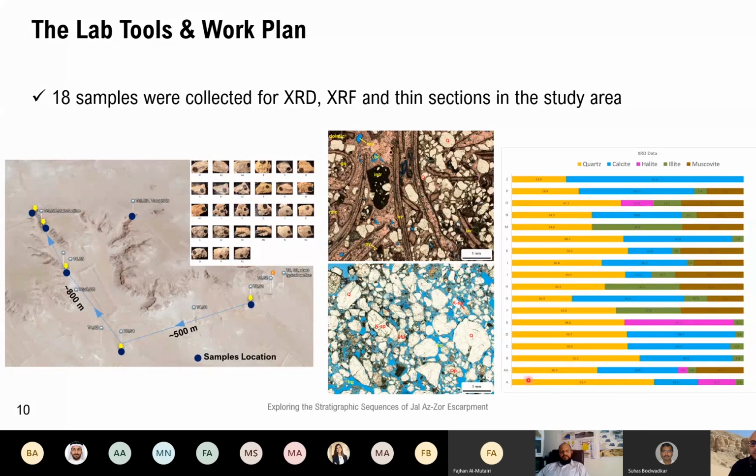To the right side, you see the XRD data. The XRD data is one of the powerful data that we can use to identify the mineralogy content of each rock sample. Because when you look at the samples in the field, sometimes they all look the same. But we will show you in the upcoming slides that two samples in the same location have two different mineralogy contents, but from outside they look like the same rock unit.